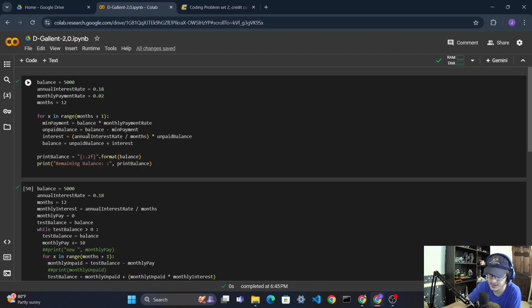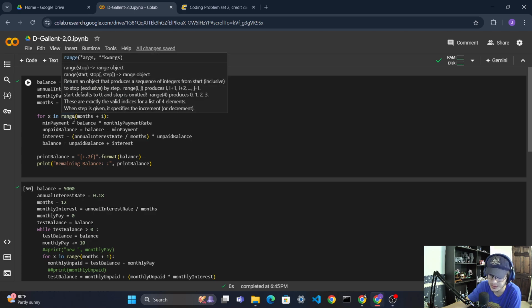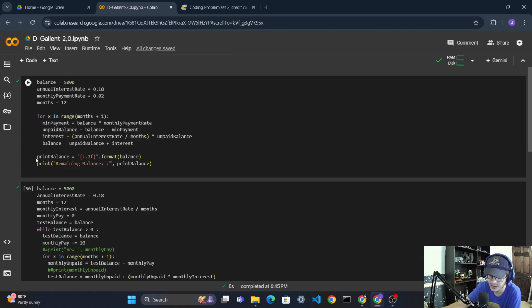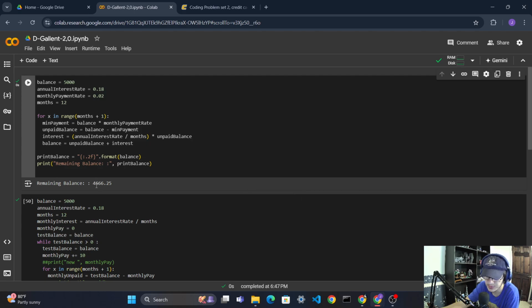This is how it calculates each month, and then it will go back and do it all the way through every single month. Once it has every month done, it prints the balance. It uses this format here to put it into the two-place decimal form, and then prints the remaining balance, which should be $4,666.25. So basically that's saying after 12 months, if you paid the minimum monthly rate that you could at this interest rate with this starting balance, you would still owe $4,666 at the end of the 12 months or 1 year.